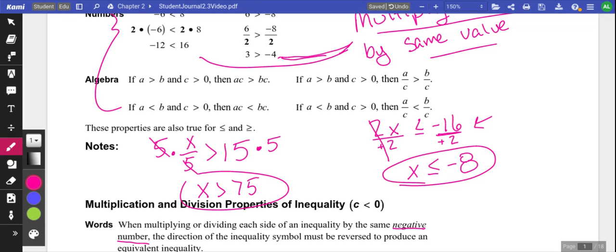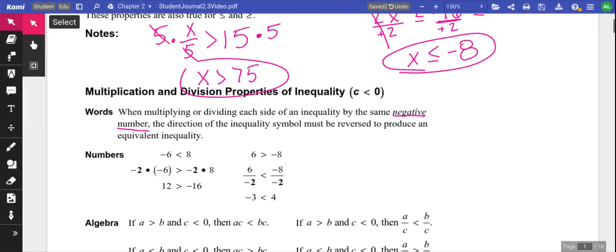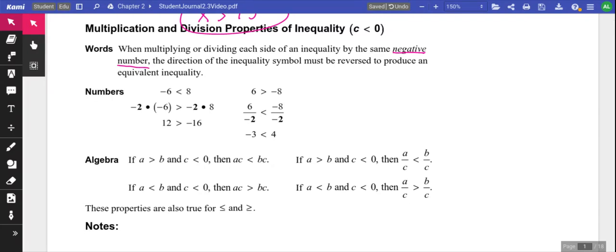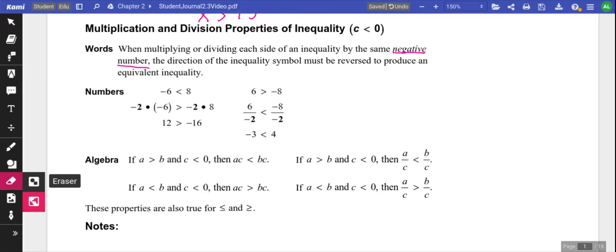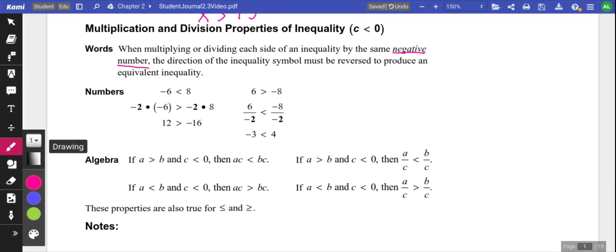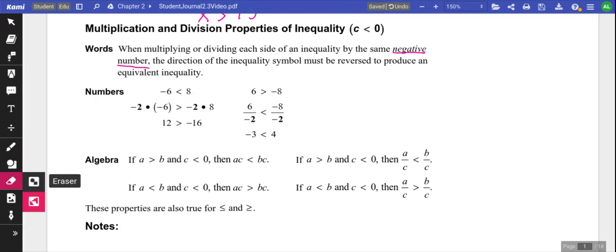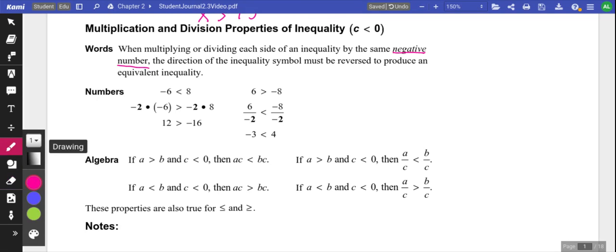All right, so let's go into this special rule that we have about negative numbers. When we multiply or divide by a negative number, in order to have an equivalent inequality, you have to flip your sign. This is the rule about inequalities that people always forget. It's always easy to forget this one rule. Let's look at the example that it gives us. Negative 6 is less than 8. We know that's true, right?